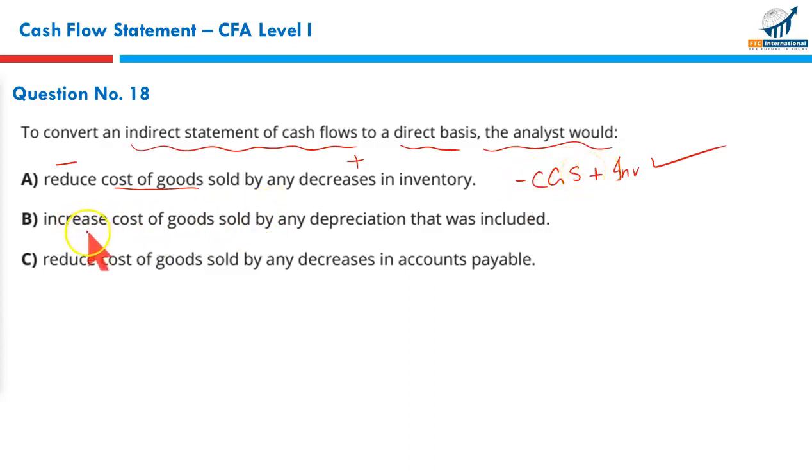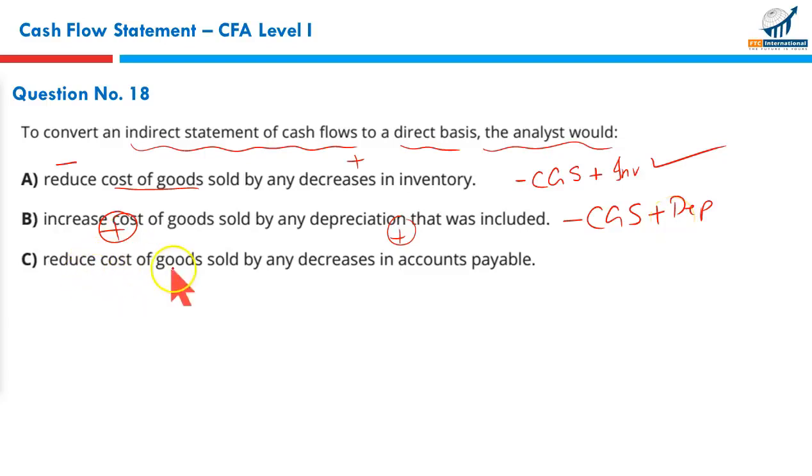Next, option B. Cost of goods sold, it's an outflow. Increase cost of goods sold by any depreciation that was included. No. This is wrong. It says CGS should be added with depreciation. Depreciation is a non-cash expense. It must be removed. If CGS has been taken as negative, depreciation must be adjusted. Whereas it says you have to increase CGS with depreciation. No, CGS is adjusted for depreciation. Depreciation is deducted. But here it says it's plus plus. It's not plus plus. It's negative plus.